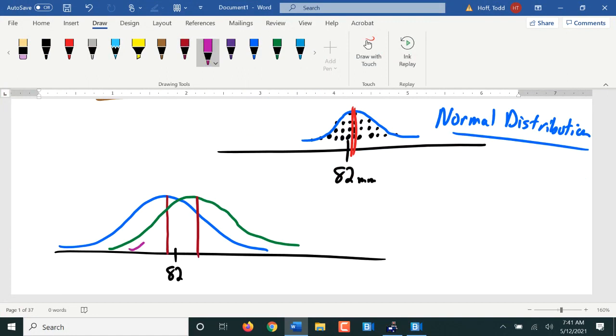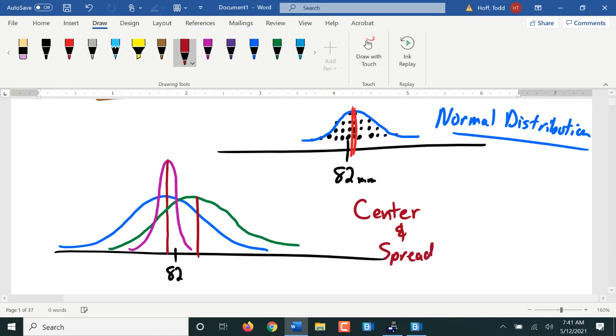If I put in this purple curve, it has the same center as the blue curve. The difference is it's narrower, so it has less spread. So when we describe these distributions, we need to be able to describe the center and the spread. Now the spread is sometimes called dispersion. So that's what we're going to talk about today: measures of center, and if we have time, our measures of dispersion.